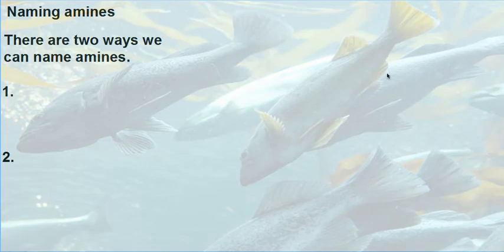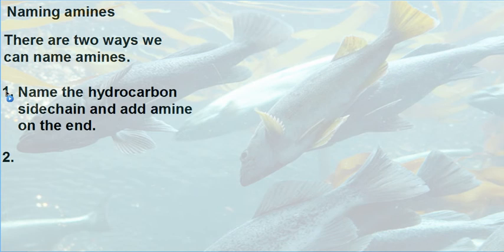Well, if we have a look at naming, there are two ways that you can name amines. The first way, you can name the hydrocarbon side chain, so that's your alkyl group with a YL on the end of it, and add just amine on the end. So if we look at that structure from the previous page, you can see there is a hydrocarbon side chain with one carbon in it. So we call that methyl. So this is just methylamine.